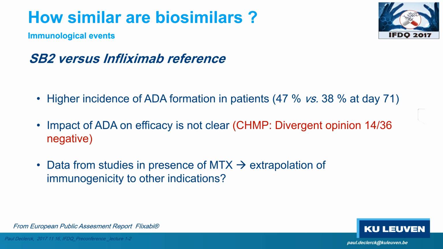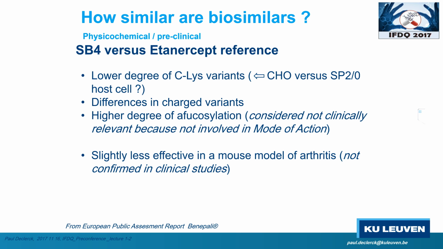So these data, 47% immunogenicity versus 38% immunogenicity, were also obtained in a patient population that was treated with methotrexate, which has an immunosuppressive effect. So this actually means that you have no idea whether this difference would even be higher in the absence of methotrexate, for which some indications were approved. So this also raises some, let's say, uncertainty.